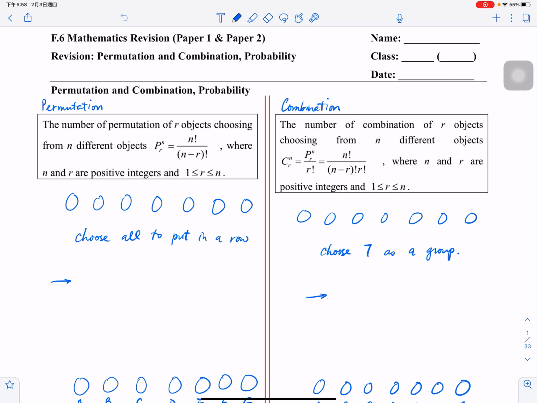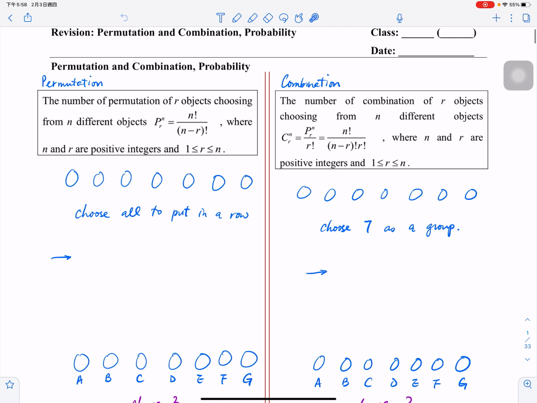Okay, let's have a look at these two topics. One is permutation and combination, and the second one is probability. Usually, probability is related to permutation or combination. So let's see. Now first, about permutation.